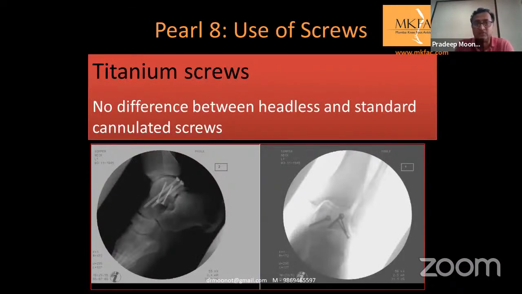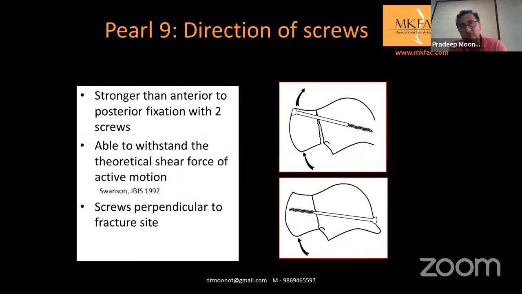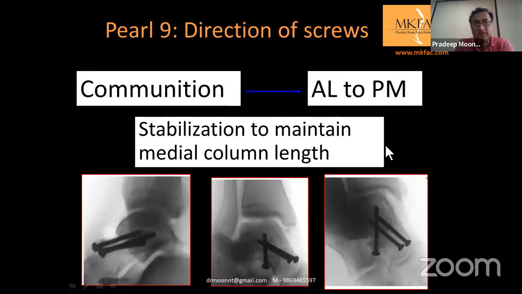Now, a lot of times, what type of screws should we use? I always use titanium screws because you want to get an MRI done later on at 6 months, 1 year, whenever, to see if there's AVN or not, and titanium does not interfere. No difference between headless and standard cannulated screws; studies have proven that. Direction of the screws: yes, posterior to anterior screw is biomechanically stronger, but even anterior to posterior screws are fine as long as you understand how you put your screws, and if you're going superiorly, the screws do not open up on the plantar side. That's fine.